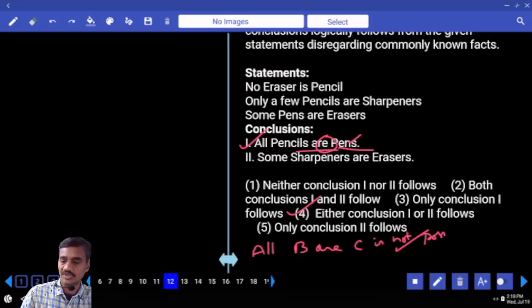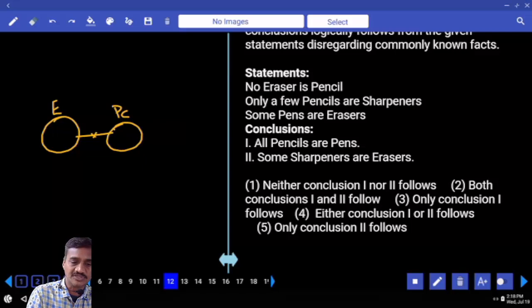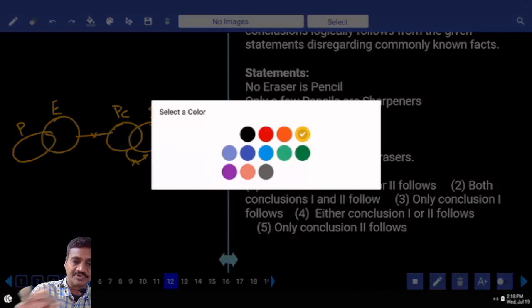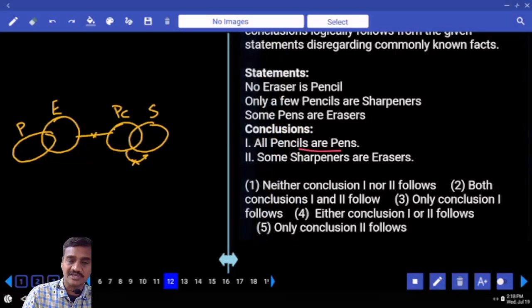Then question number 12. No eraser is a pencil. No intersection between eraser and a pencil. Then next one. And only a few pencils are sharpeners. Some pencils are sharpeners but not all. And some pens are erasers. Now some pens are erasers, pen is here. Then all pencils are pens. Now this entire pencils is a part of this pen. Now here it is a definite conclusion. As of now, no pencil is pen.